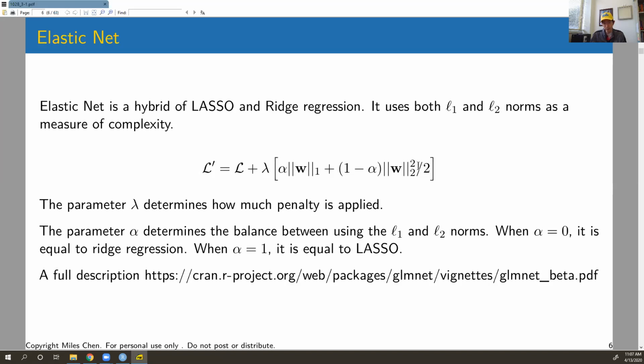And whatever goes inside here, this is our measure of complexity. There's still a lambda term to say, this is how important the complexity measure is versus the least squares measure, the regular old loss function from OLS. So it's still the squared error term, plus lambda times complexity. It's just that complexity is now a blend between the L1 and the L2 norm, okay?